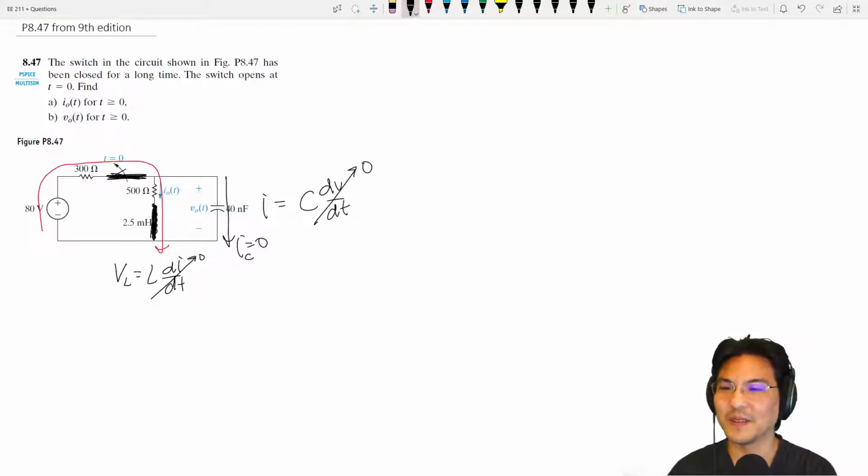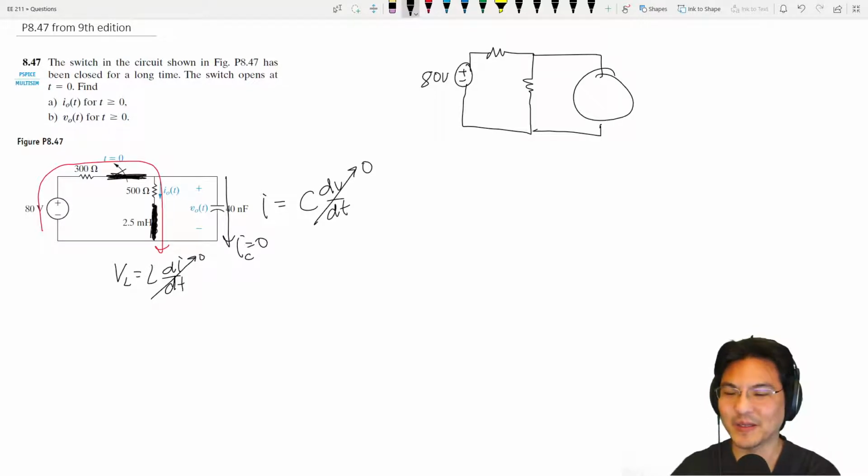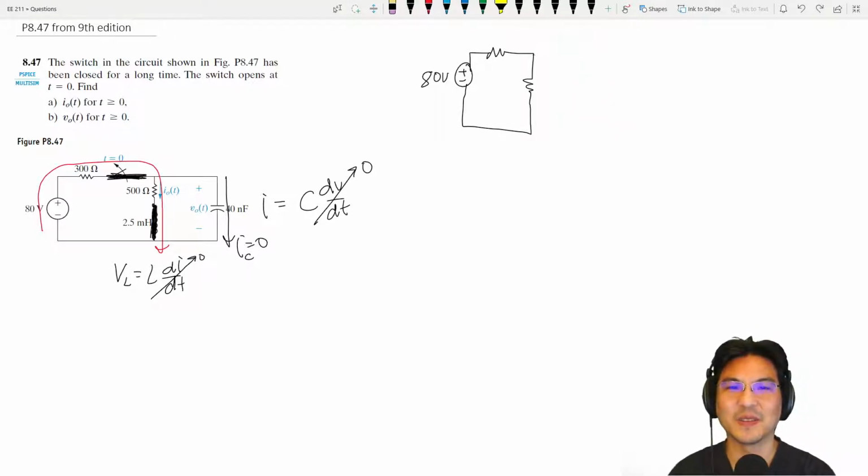Okay, so then what does it look like? It looks like an 80 volt source going to this 300 ohm resistor, and then this 500 ohm resistor, and then a wire. That inductor behaves like a wire. And then no current goes through this capacitor. Right? So it basically looks like this. So the voltage across this inductor was 0, which means it's a wire.